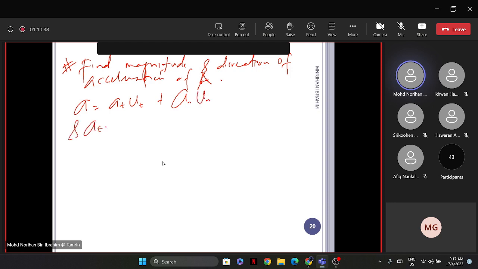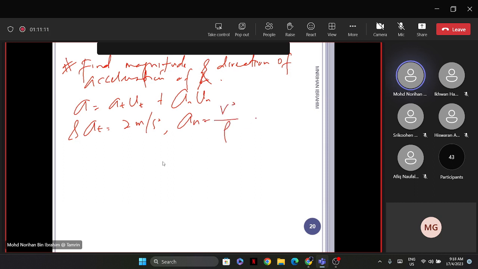And AT is equal to 2 meter per second square. So it is given in this question, while the velocity is 6 meter per second, which is increasing at 2 meter per second square. So increasing at 2 meter per second square actually represents the tangential component of acceleration. The one that we need to find out is AN. AN is equal to V square divided by rho.